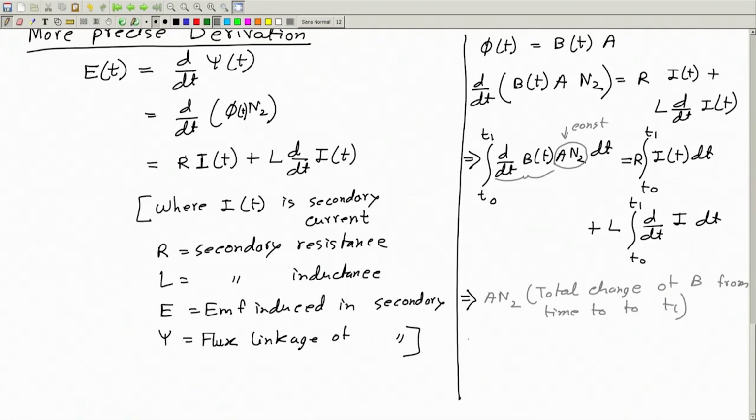This is the left hand side, and the right hand side will now be equal to R times the integral of i(t) dt from T0 to T1, plus, what is this term? L is a constant, and this is the rate of change of current multiplied by time and integrated. So this will be the total change in current, in the secondary current.